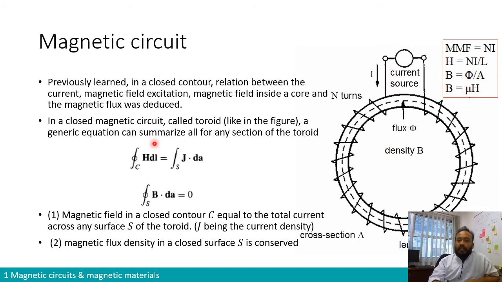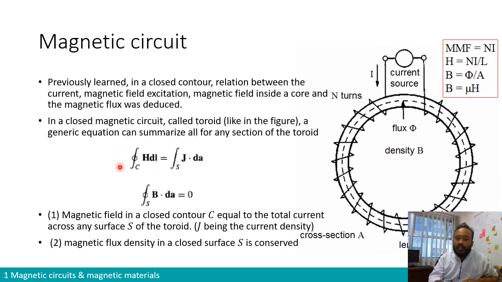Okay. So in order to summarize this in a more generic form, in a closed magnetic circuit, called here in this example a toroid, but it can be in another form as well, rectangular or any other form. If it is a transformer, then it will be rectangular. If it is an electrical machine, then it will be another form, much more complex. But in this case, this is what we call a toroid. So in a closed magnetic circuit like this toroid, a generic equation can summarize all for any section of the toroid using these two equations. This equation is a generalization of the equation that we can see over here.